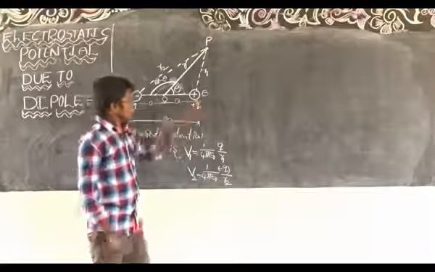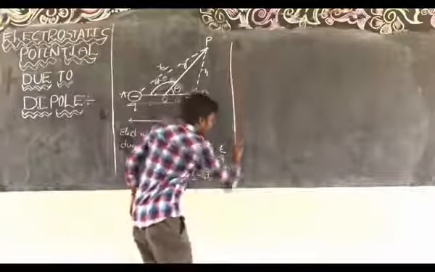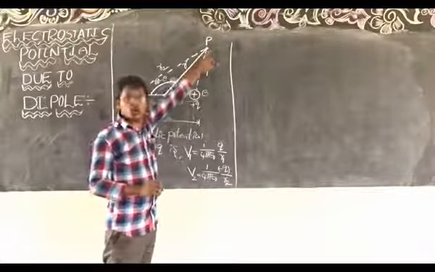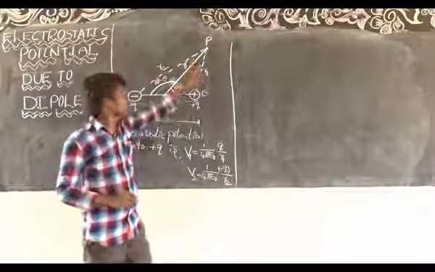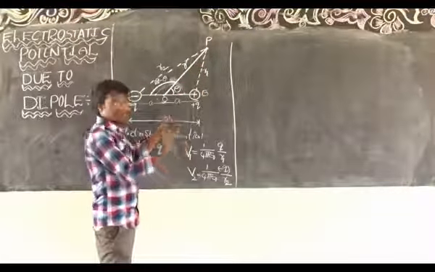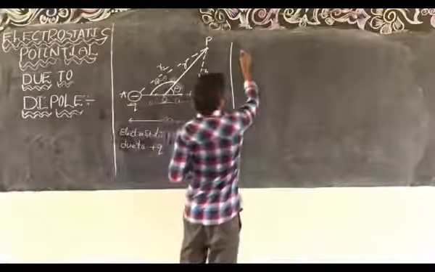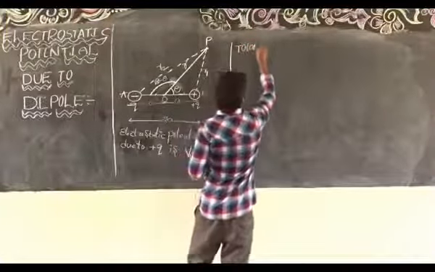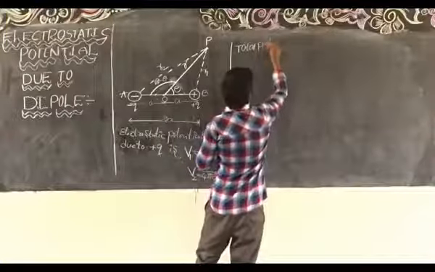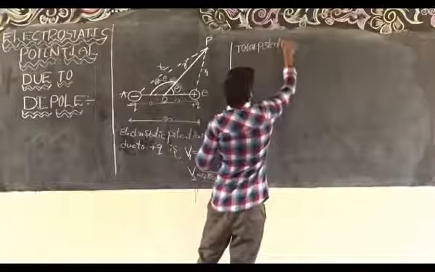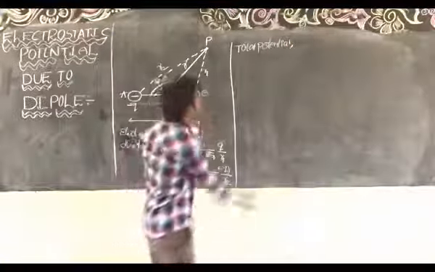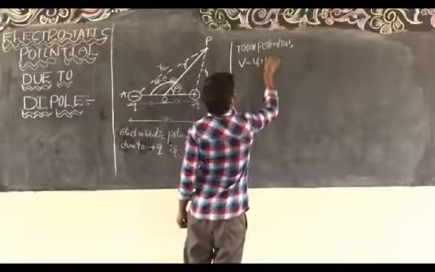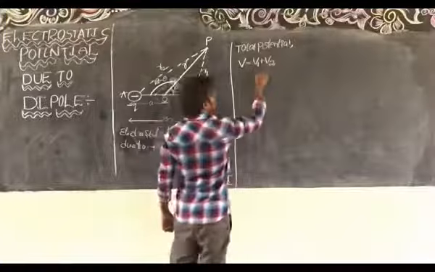Okay. Now, the total electrostatic potential at point P. Total means what we will do? With these two equations we will add them. So, the total potential V is equal to V1 plus V2. So we know these two values.